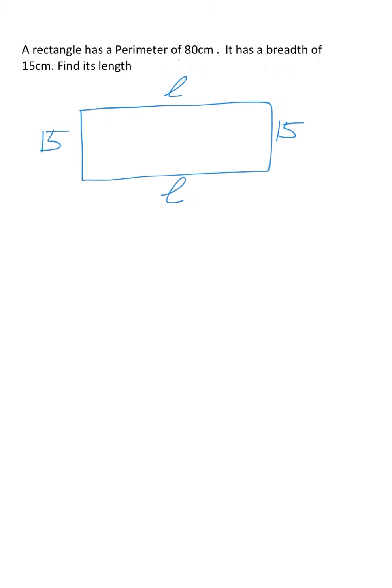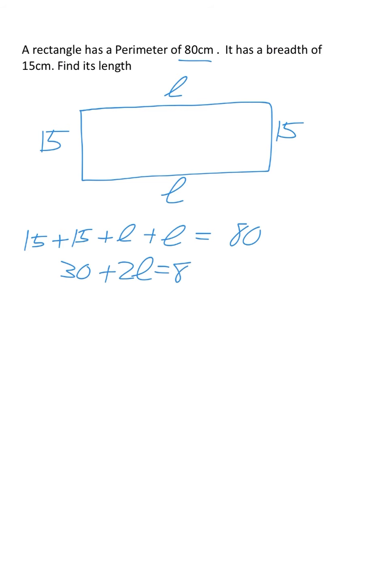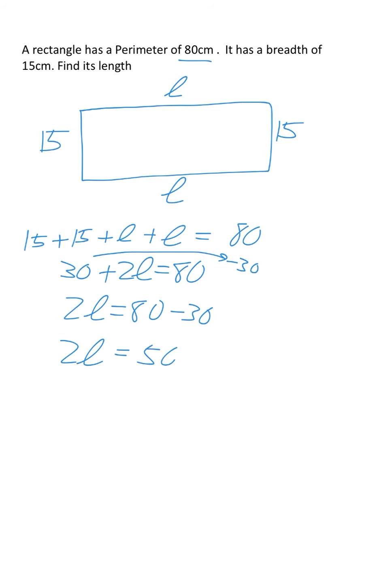Then the perimeter is 80. So the perimeter, remember, is when you add up all the outside dimensions of the shape. So we have 15 plus L plus L is equivalent to 80. So that would be 15 and 15 is 30. L and L will be 2L equals 80. Bring the 30 to the other side, it becomes minus 30. So 2L is equal to 80 minus 30. So that means 2L is equal to 50.